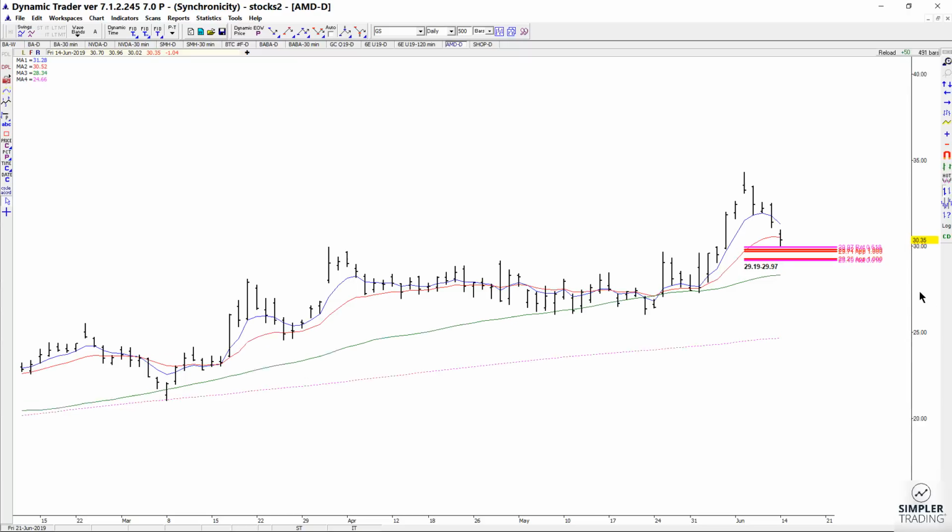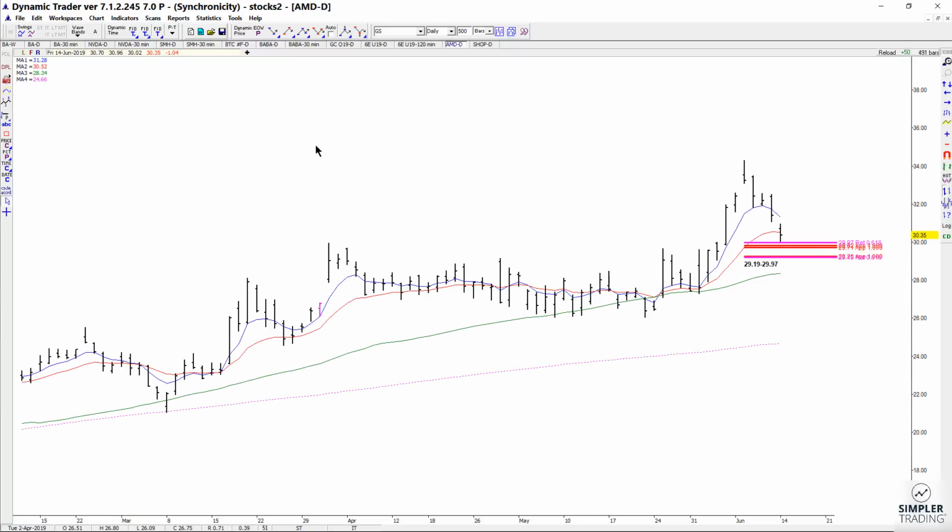So this is what we actually call a royal setup. Anyway, that's what I have. We'll take a look at it Monday and see if it fires off a buy trigger.